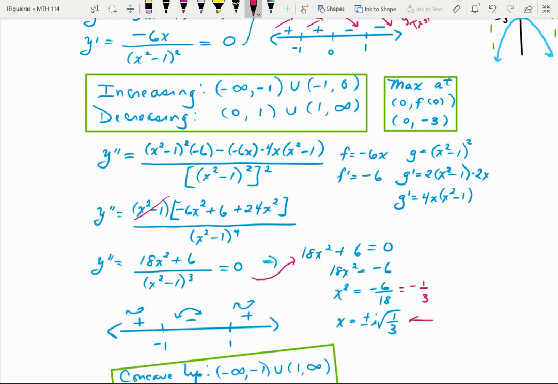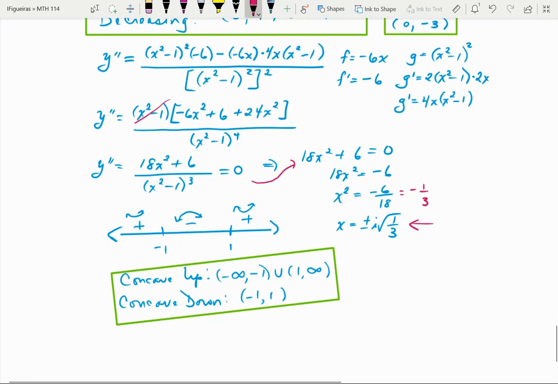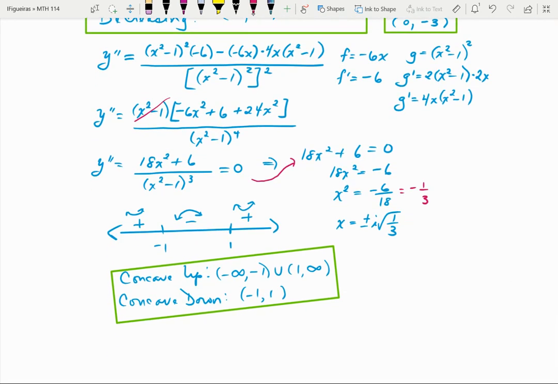An imaginary number cannot be graphed on an xy plane. So what that means is that because you didn't get a real number solution, there is no inflection point. Okay, no solution means no inflection point. But that's okay. You can still find concavity.